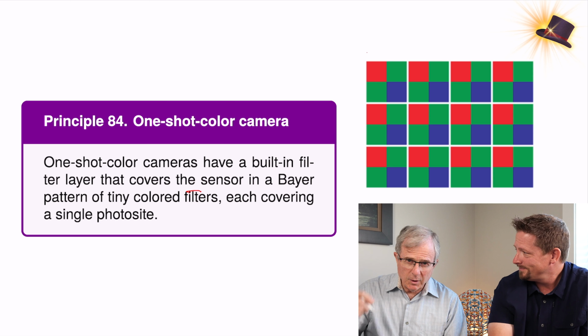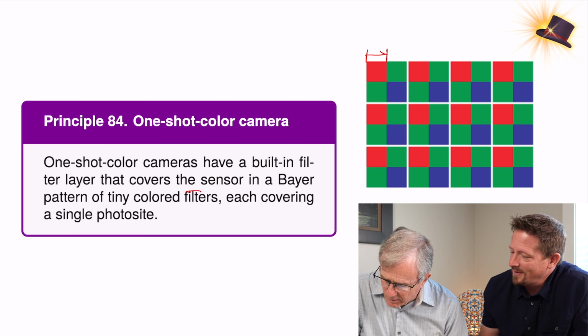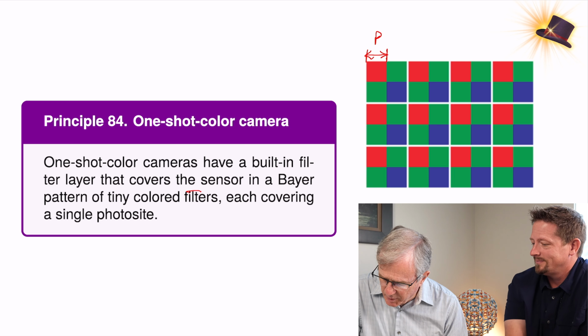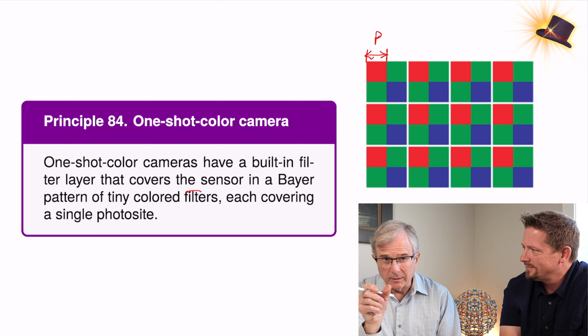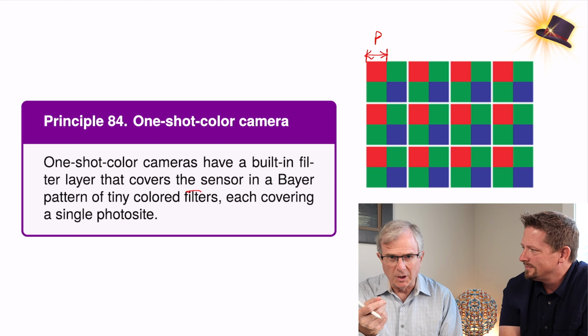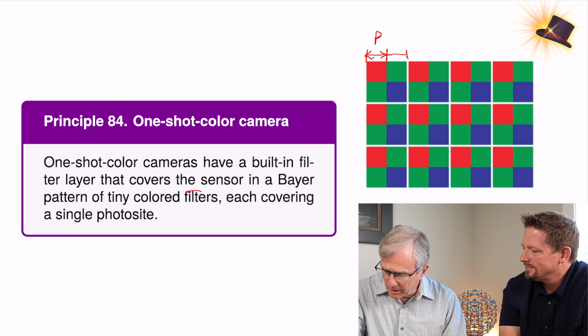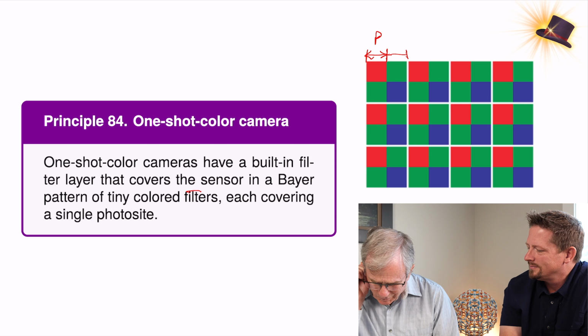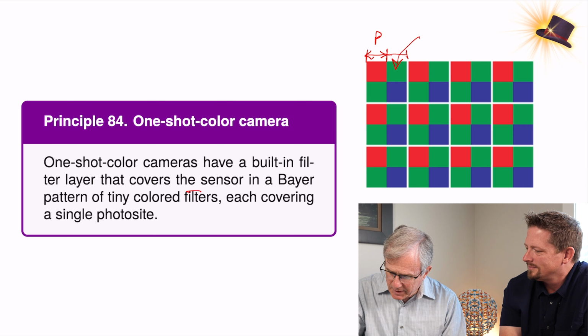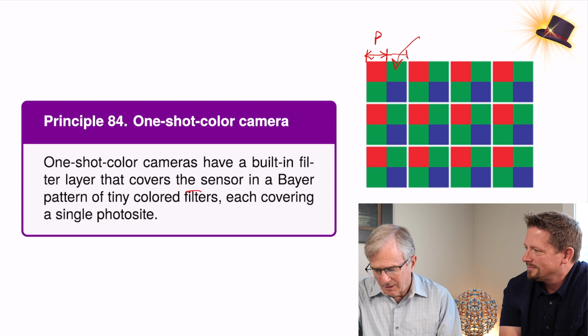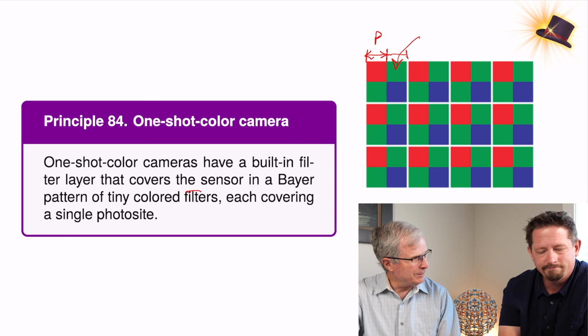Yeah. So in a one-shot color camera, this is right here. That's the pixel size, P. So that's 1 pixel. So that first pixel in the pattern has a red filter over it, so it's only going to detect red photons. And then this next one next to it is going to detect green, etc. So what Ren was pointing out is that for this green pixel here, you don't get any information about red or blue. All you have is green.